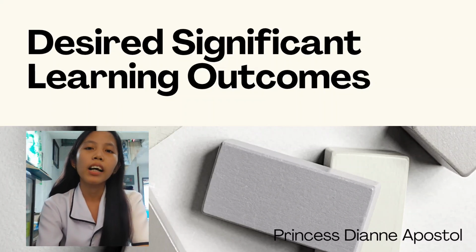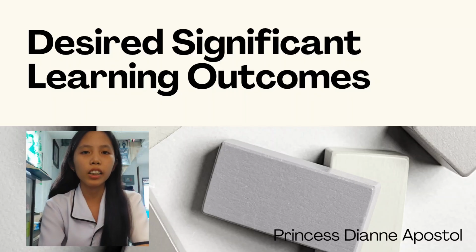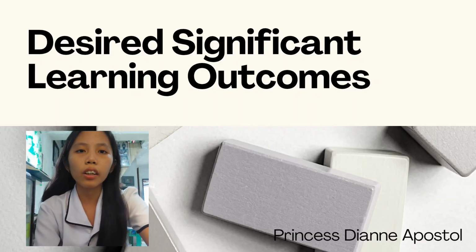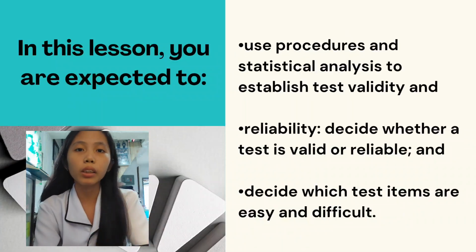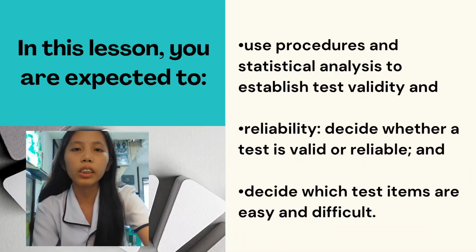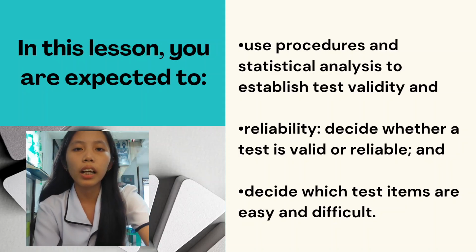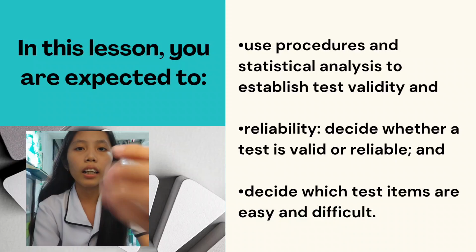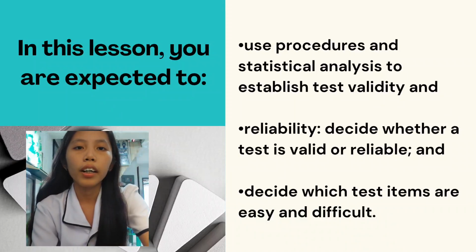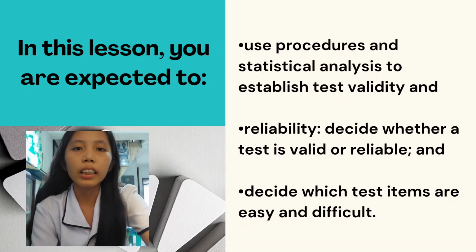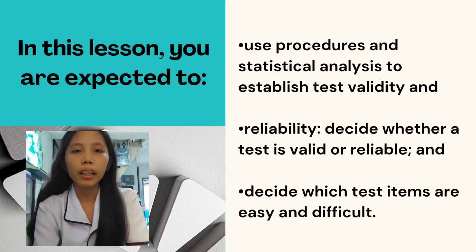So today our lesson is all about desired significant learning outcomes. And in this lesson, we are expected to first use procedures and statistical analysis to establish test validity, and secondly, reliability, decide whether a test is valid or reliable, and lastly, decide which test items are easy and difficult.